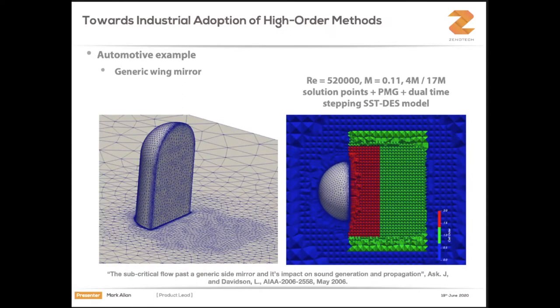The Reynolds number was 520,000. It was a low Mach number test case, which I'll discuss a bit more later on. We ran two meshes giving 4 million and 17 million solution points. And we used polynomial multigrid and dual time stepping to try and accelerate the simulation.